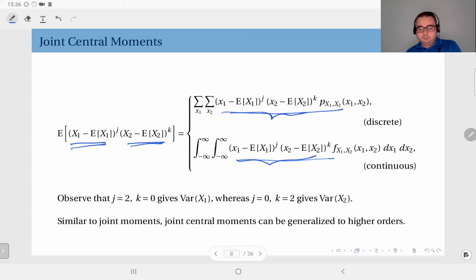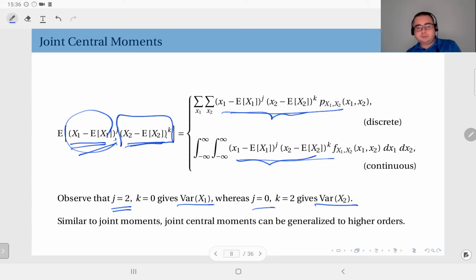But here you see when you set j equals 2, and k equals 0, you just have the square of this, which gives you the variance of x1. On the other hand, if you set j equals 0, so this disappears, and k equals 2, you have the square of this term here, which gives you the variance of x2.